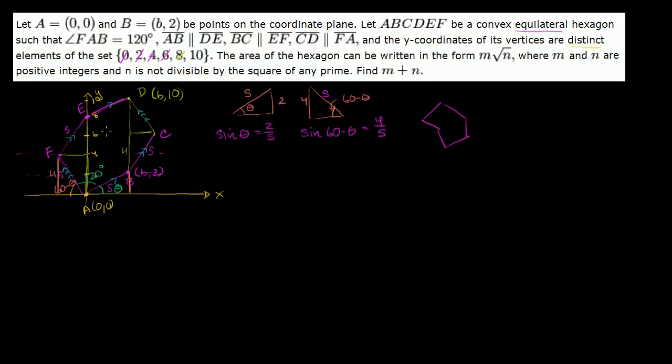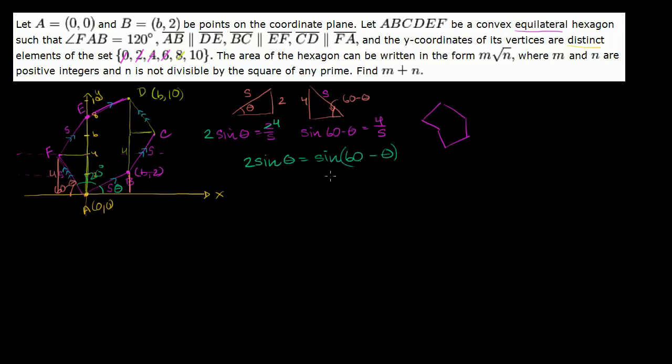And if we want to set these equal to each other, we could multiply this guy by 2 on both sides. You could say 2 sine of theta is equal to 4 over S. Sine of 60 minus theta is also equal to 4 over S. So we can set them equal to each other. So we have 2 sine of theta is equal to sine of 60 minus theta.